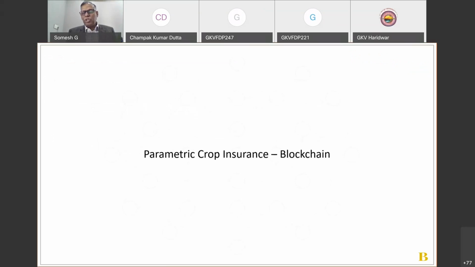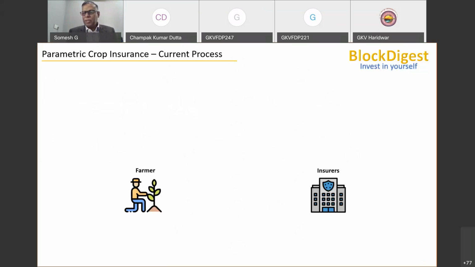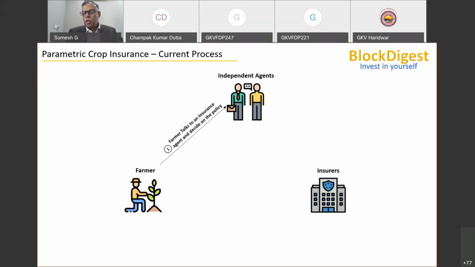Now let's look at parametric insurance for crop. The current process, and I'm talking of the developed world, most other economies, and not like Pradhan Mantri Fasal Bima Yojana, which are very new and not very effective today, but are on their way. So there's a farmer, there's an insurer, and there are independent agents. Farmer talks to the insurance agent, decides on the policy. The agent files the insurance with the insurer along with all the paperwork. Farmer pays premium to the agent. Agents pay to the insurance company.